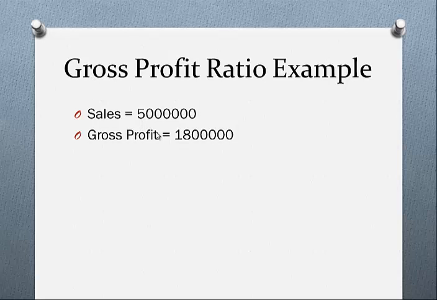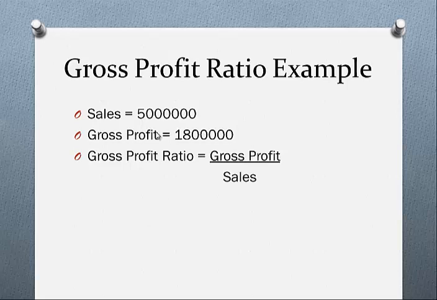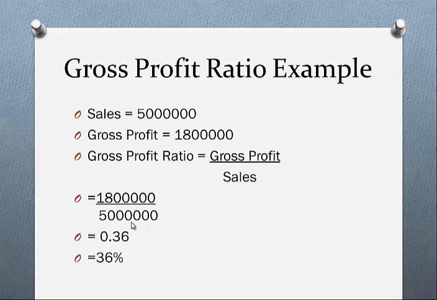So I'm going to walk you through how to calculate the actual ratio. So there are those figures I've picked out from the income statement. Here's my ratio formula, gross profit divided by sales. Simply what I do, I take the 1.8 million, divide that by the 5 million, I beg your pardon, and you get 0.36. You multiply that by 100 to derive your percentage of 36%.